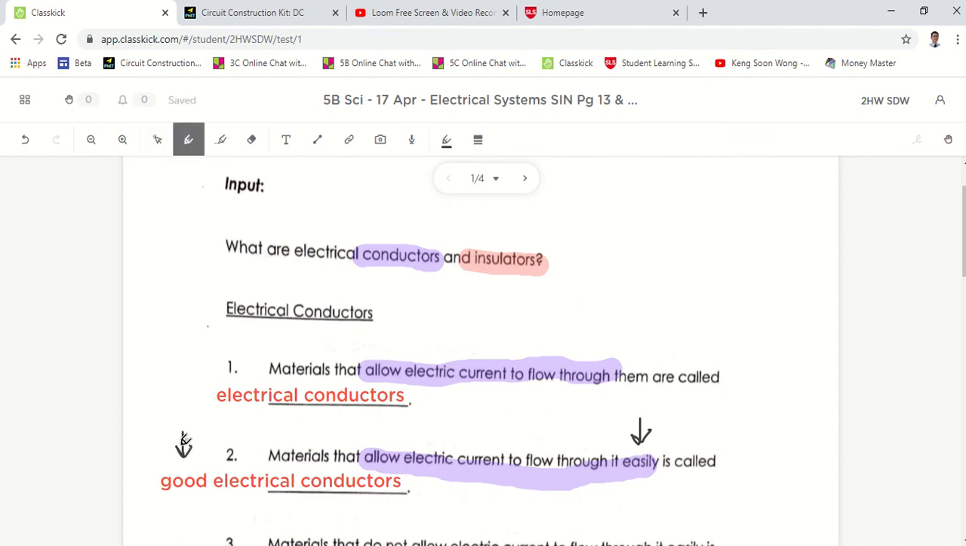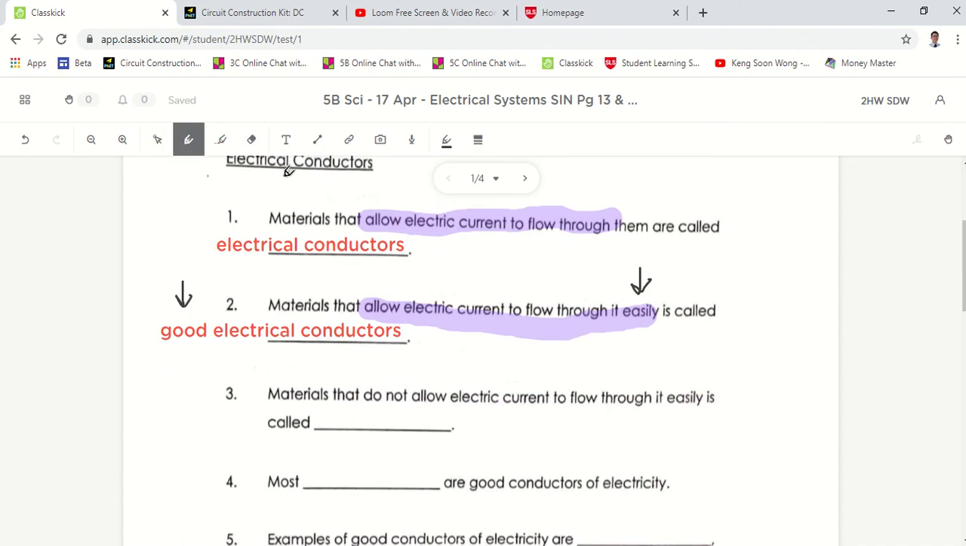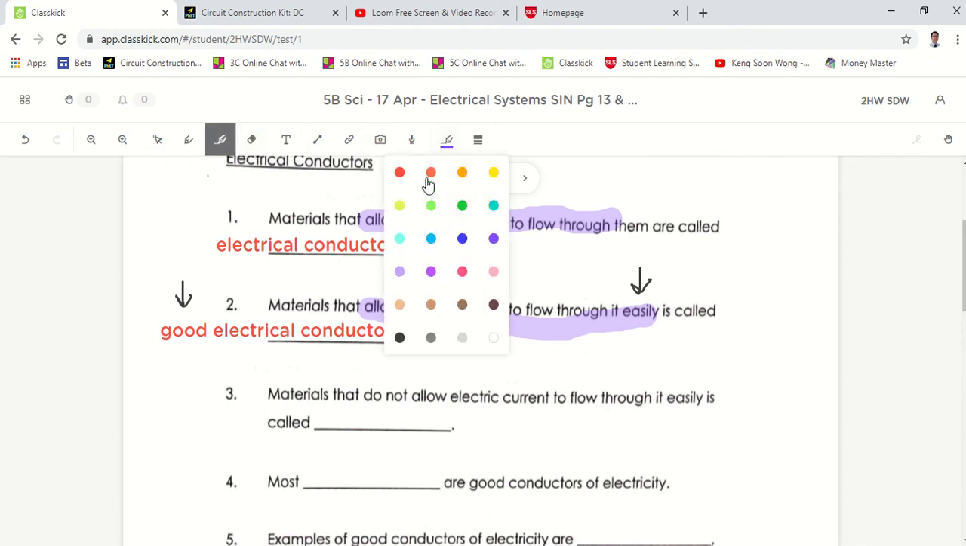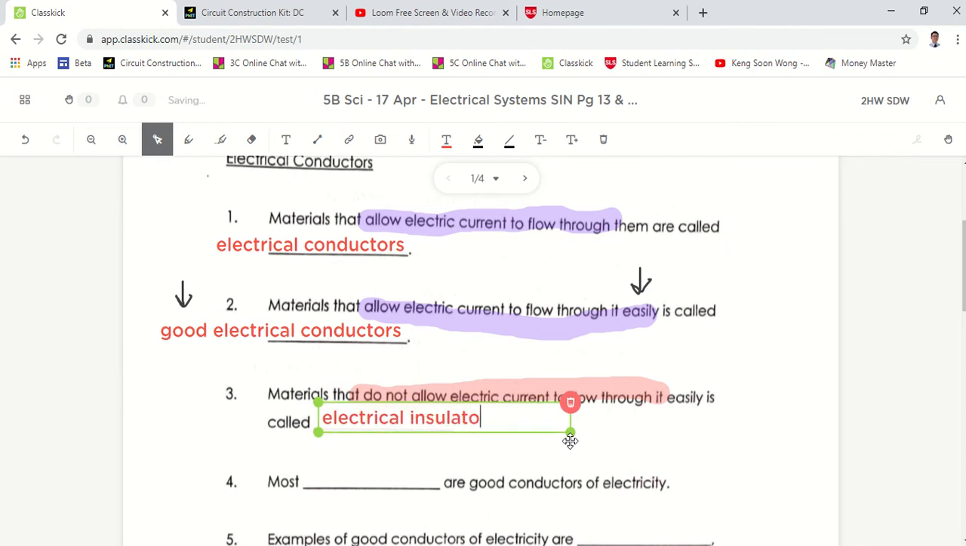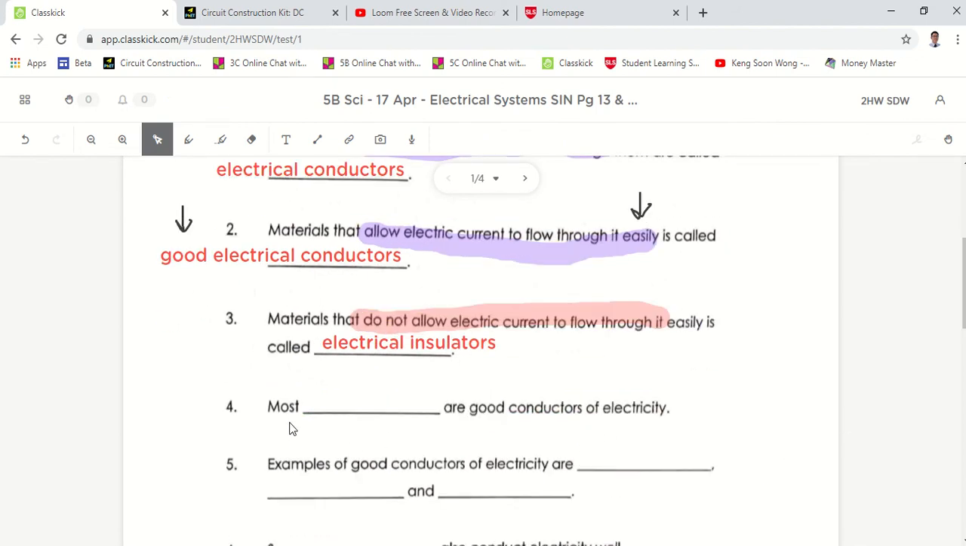Materials that do not allow electric current to flow through them is what we call electrical insulators. Again, don't just put insulators, make sure you put the word electrical in front of them. Okay, so number 4, what are good electrical conductors? What material are we talking about here? Most metals are good electrical conductors. Basically, all metals are good electrical conductors.